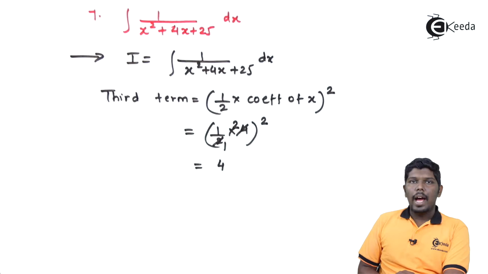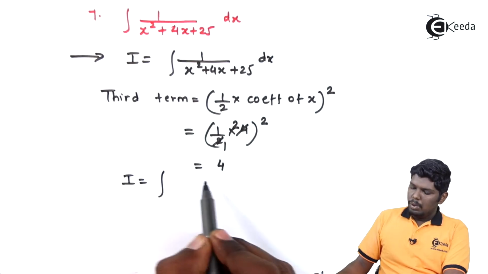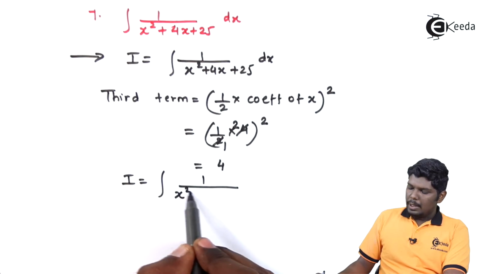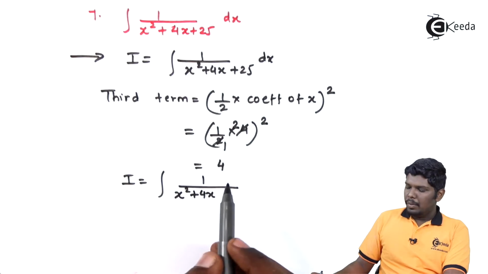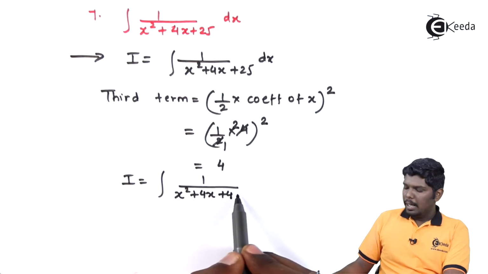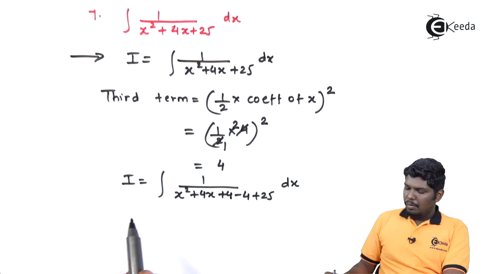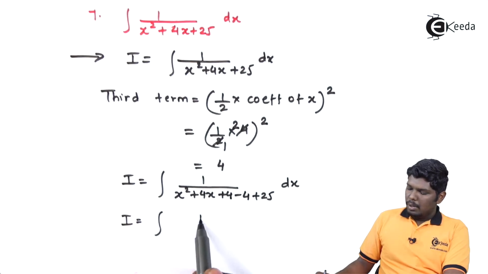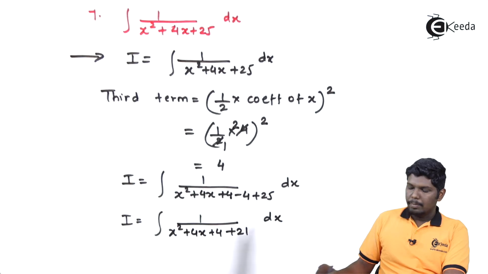Now this third term we will add and subtract in the denominator. That will give you 1 upon x square plus 4x. Since x square is positive, we will give it first plus 4 and balance it by minus 4, followed by plus 25 dx. Further we have 1 upon x square plus 4x plus 4 minus 4 plus 25 is plus 21 dx.